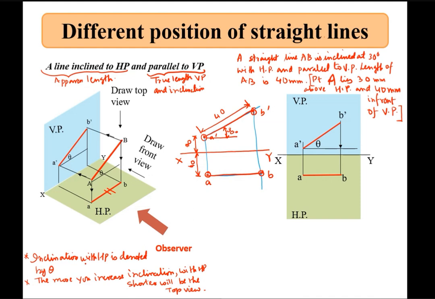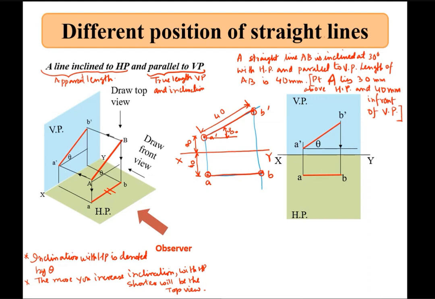Sir, what are my important conclusions from this? True length with inclination to HP is denoted by theta. That is one important conclusion. The more you increase the inclination with HP, the shorter will be the top view. True length will be on VP and true inclination will be on VP, apparent length will be on HP.